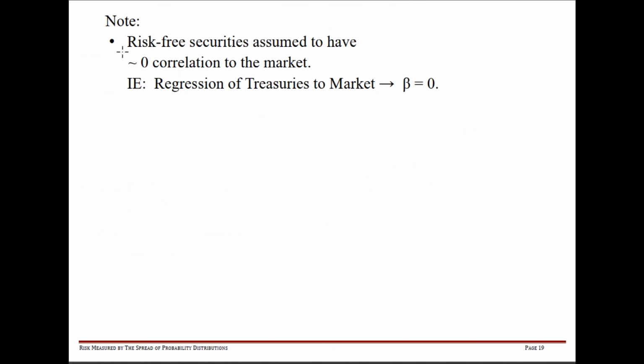Okay, and last little note here, risk-free securities like treasuries are assumed to have no correlation to the market, so they're going to have a beta of 0.